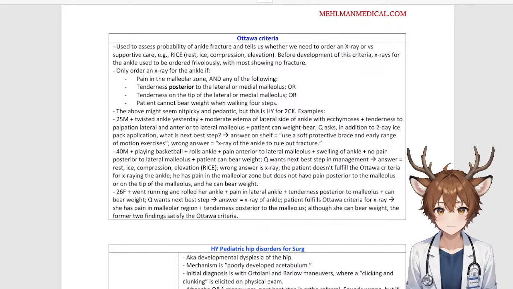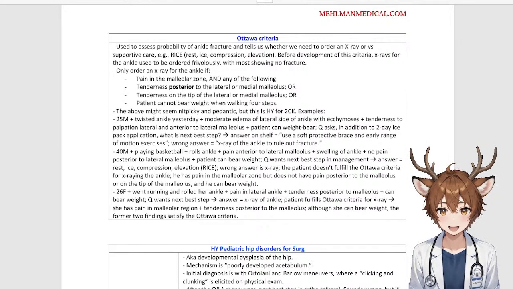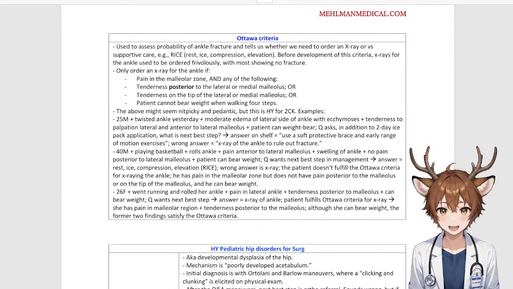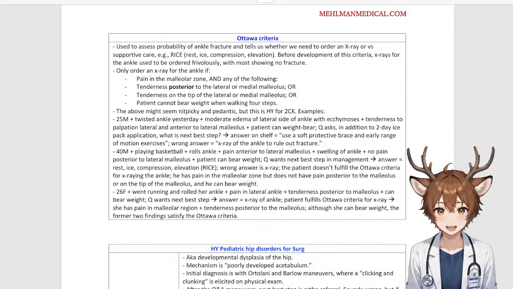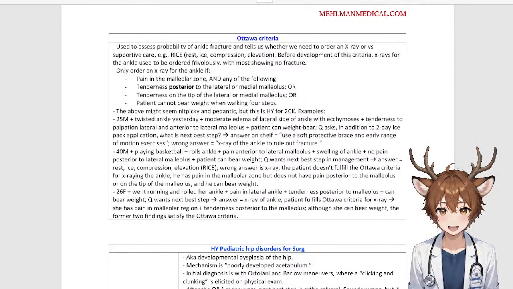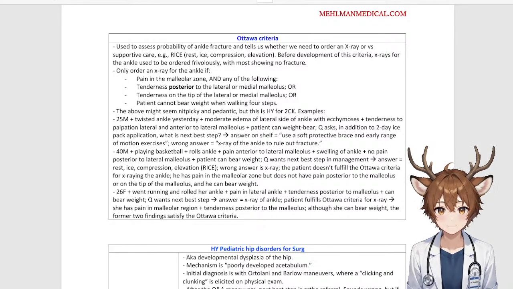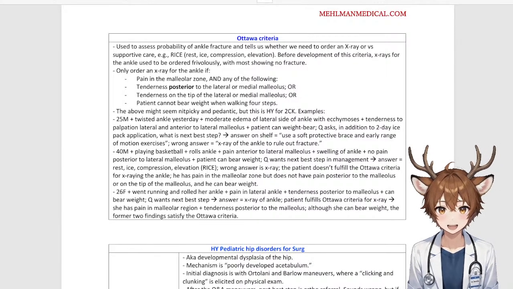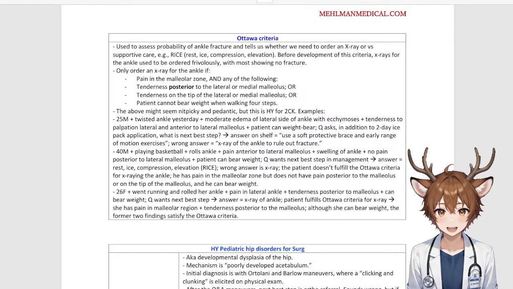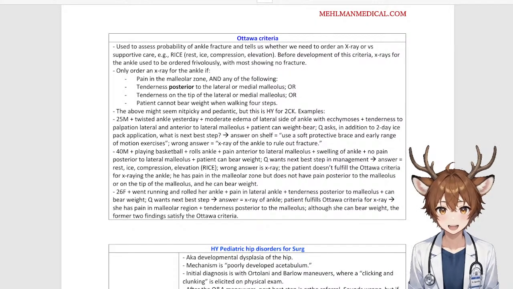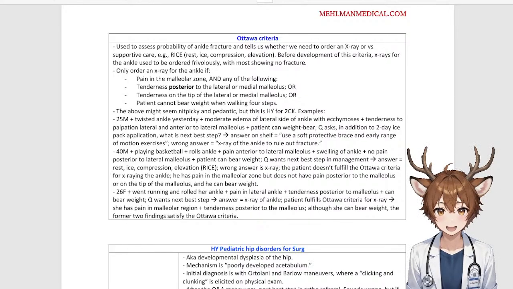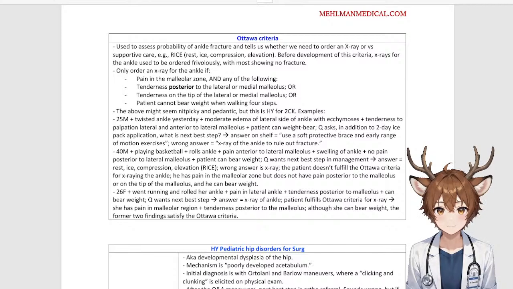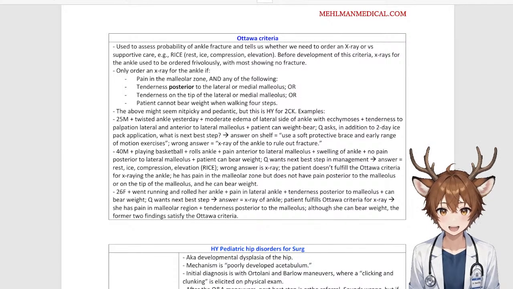Examples: 25M with a twisted ankle yesterday, who's a 25-year-old male, I would assume, plus moderate edema of the lateral side of the ankle with ecchymoses, plus tenderness to palpation lateral and anterior to the lateral malleolus, plus the patient can bear weight. Question asks, in addition to 2-day ice pack application, what is the next step? The answer would be a soft protective brace and early range of motion exercises. The wrong answer would be x-ray the ankle to rule out fracture. Again, you want to have very specific criteria for that, okay?